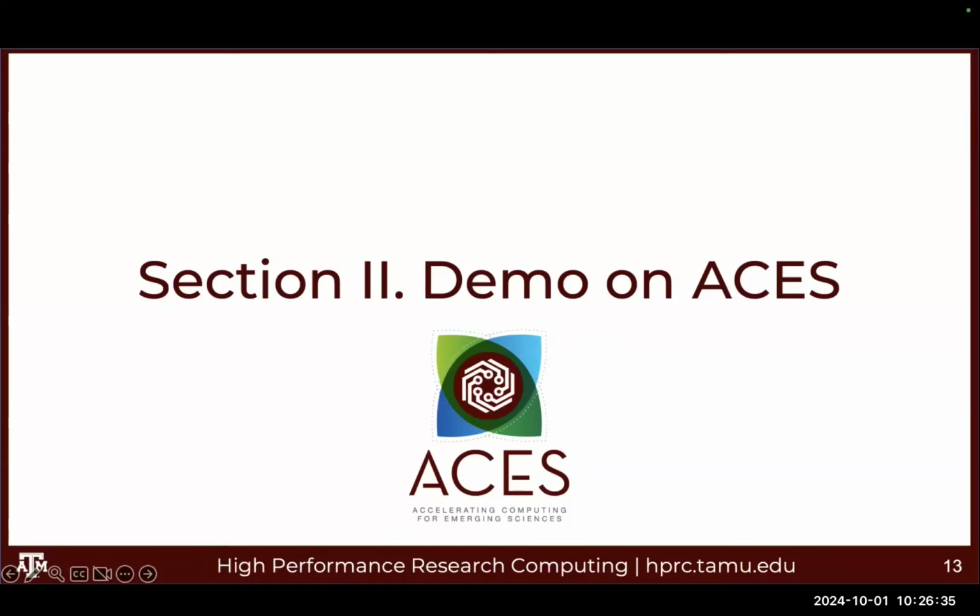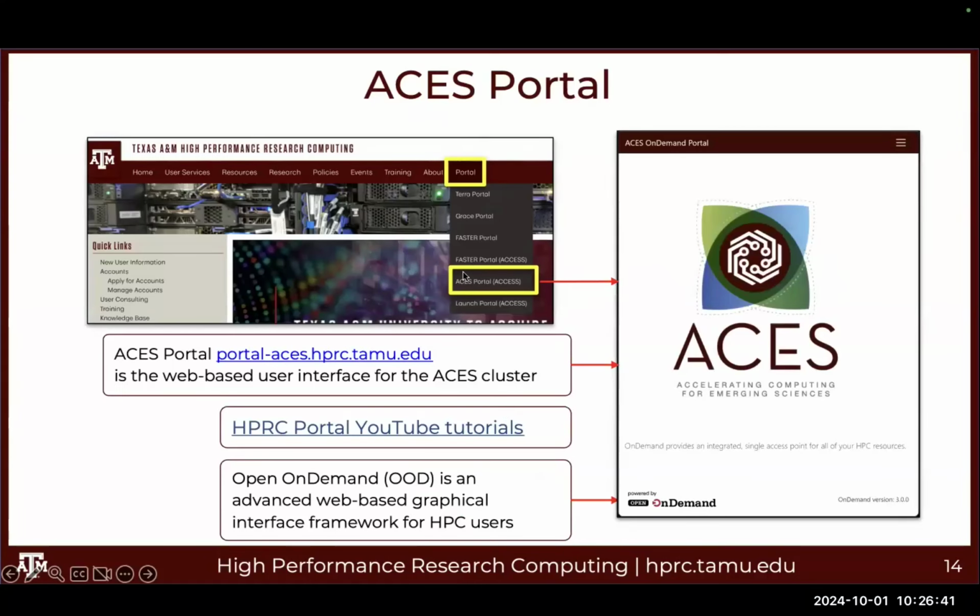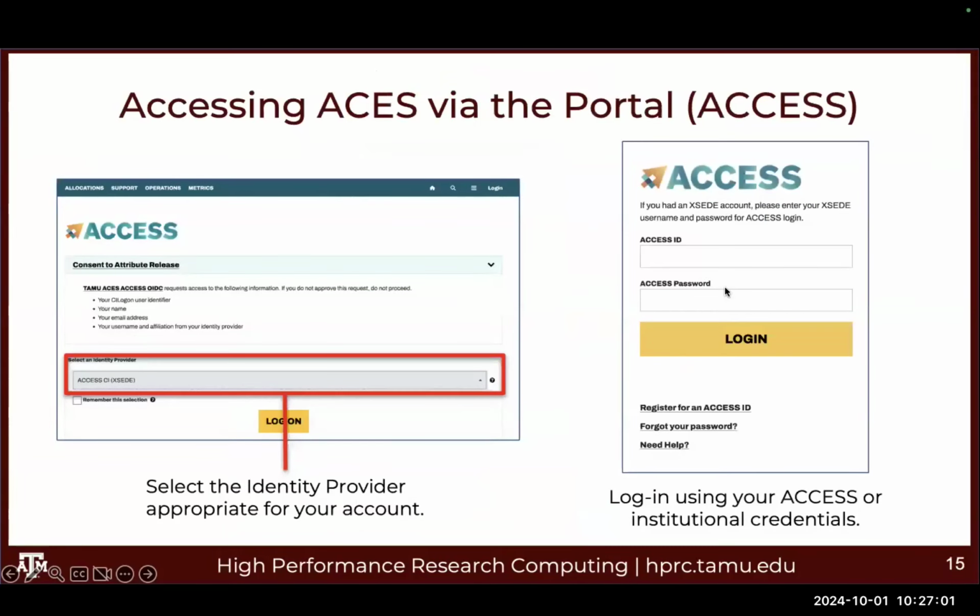So let's see. First, we will be logging into our ACES portal. You can go to Texas A&M HPRC, our website. In the portal menu, we have ACES portal access. After you click this, you will need to authenticate with ACCESS. If you are an ACCESS user, you can choose the ACCESS CI (XC), and then provide your ACCESS ID and your password, log in, and do the dual two-factor authentication.